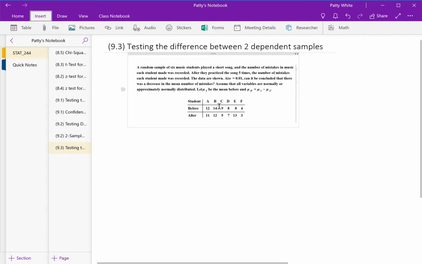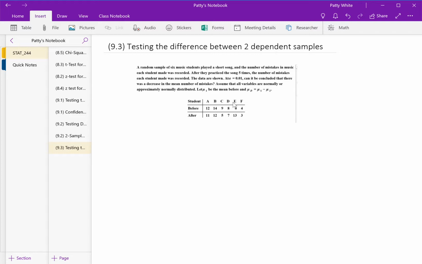A random sample of 6 music students played a short song. The number of mistakes in the music each student made was recorded. Then they practiced the song 5 times, and the number of mistakes a student made was recorded again. So our sample is before they practiced and then after they practiced. And each set, the before sample and the after sample, is linked to an individual student. So these are dependent samples.